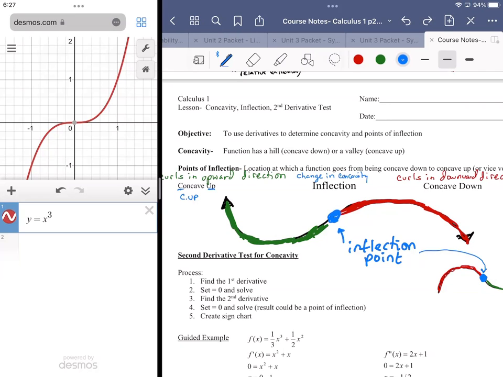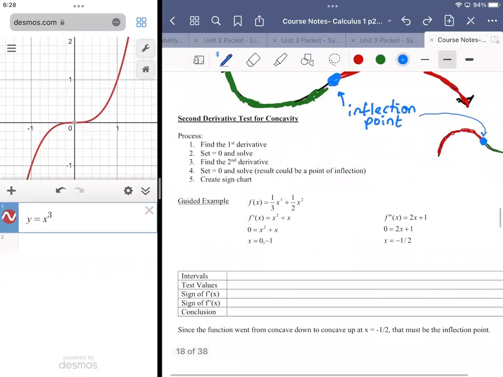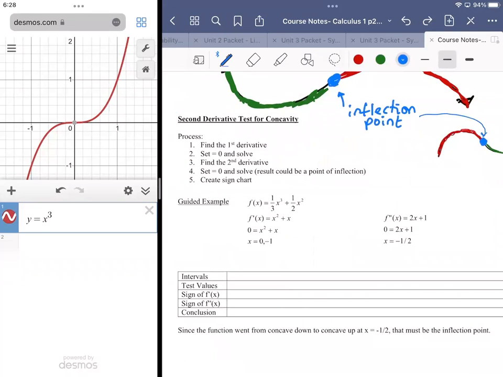Because y equals x cubed, it's pretty clear that the inflection point is at the origin. Assuming you have a solid understanding of concavity, you see the change there. If you're going to take a guess, you're probably going to guess the origin. But it's not always going to be that clear. So I created this guided example.